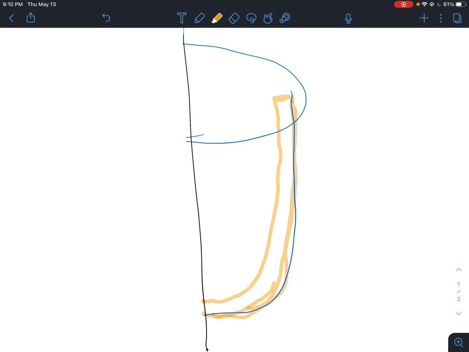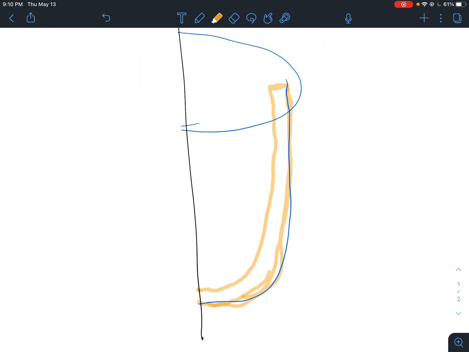Okay, so I think I've identified my functions. So what I'm going to do here is I'm going to make the bottom of a cup, it needs to be flat, like that.